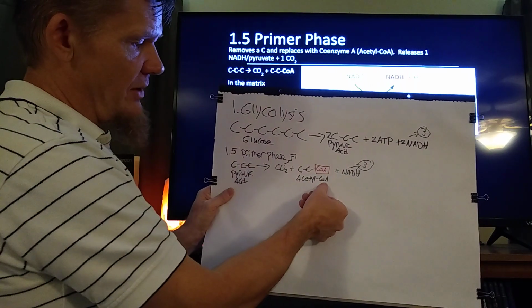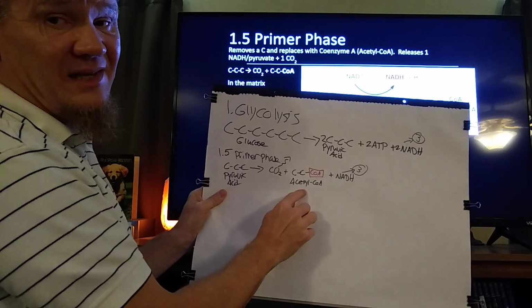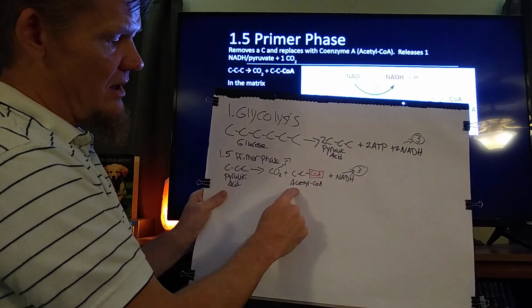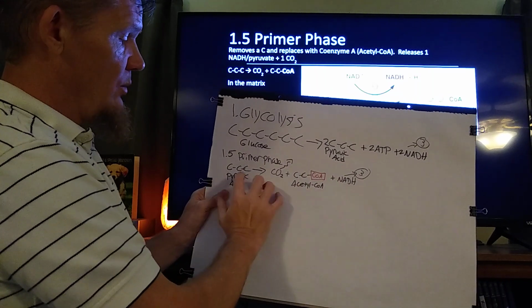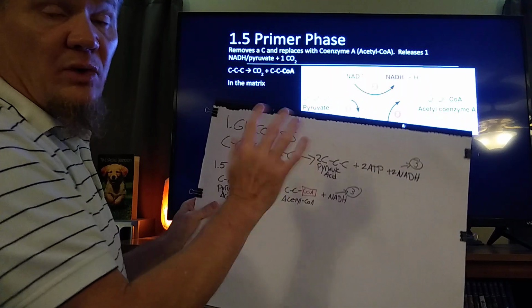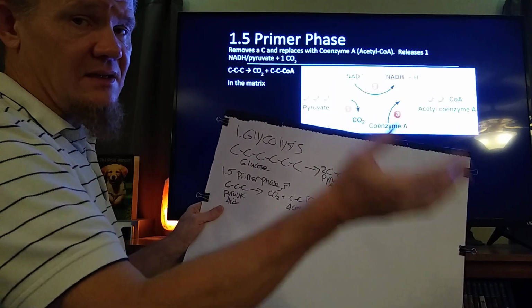2 carbons plus coenzyme A, we refer to this as acetyl CoA because acetyl just means 2 carbons. So the name literally means 2 carbons plus a coenzyme. And then the other thing that we make when we chop off this carbon is we make another one of these NADH things. We make another one of those tips on the card. This is another tip on the card.